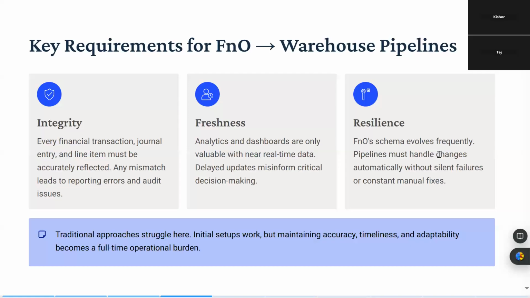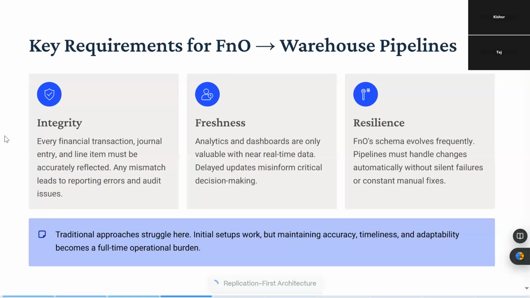And also, not to forget, we have to definitely talk about schema, how schema evolves in today's world. So FNO schema also keeps evolving frequently. Maybe new fields might get added, or you might modify tables, or even rename the entities, which is so common. So the pipelines must handle these changes automatically. All those brittle do-it-yourself solutions often fail silently, requiring constant monitoring and manual fixes.